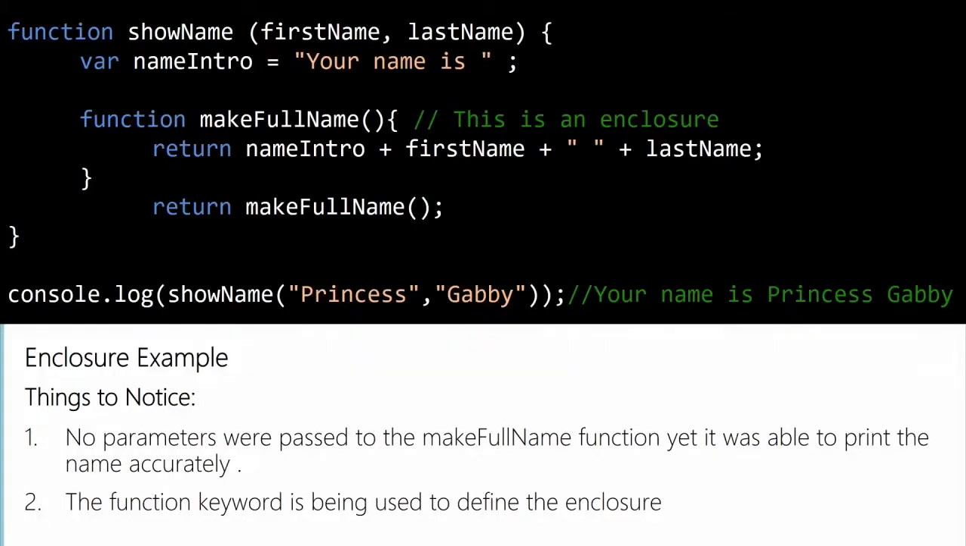This is a small example I have on the screen. What you see here is we have a showName function with a closure that's called makeFullName. As you can see, the closure is returning a sentence using the parameters and the variables of the showName function. And once again, it didn't have any parameters passed through. So if you were to run this, it would perfectly print "Your name is Princess Gabby," which is me. I'm a princess, if you didn't know. It's actually very unique how it works.